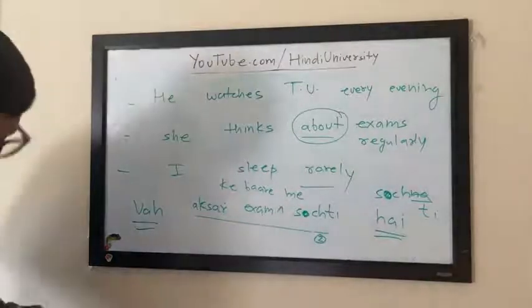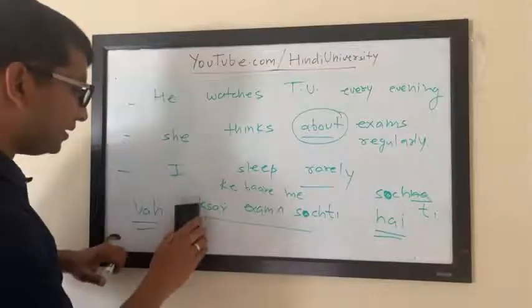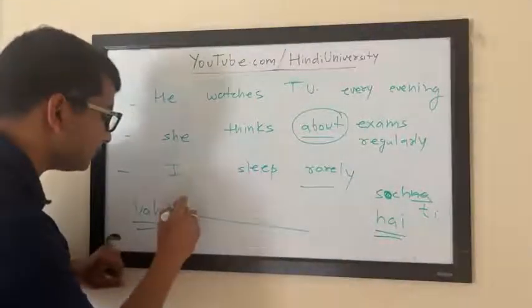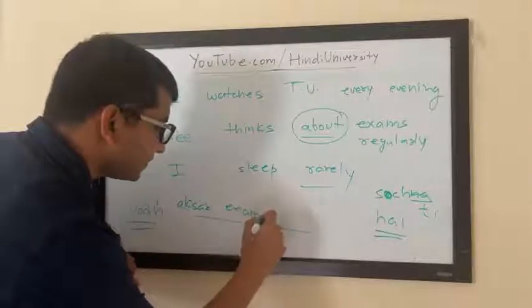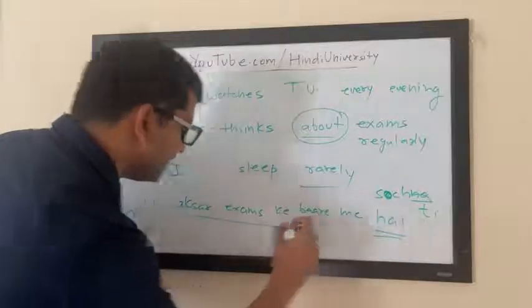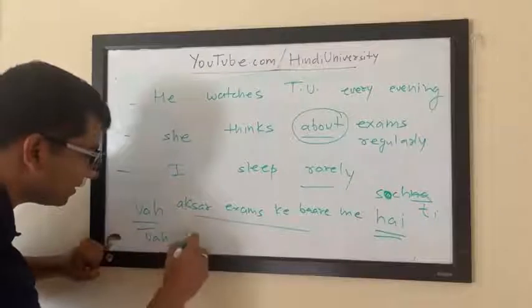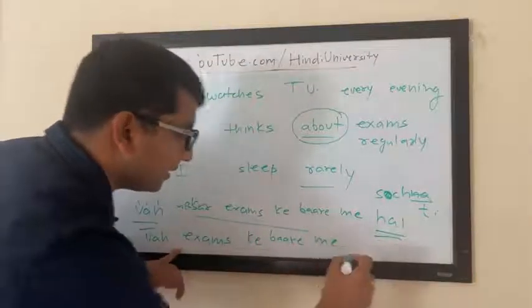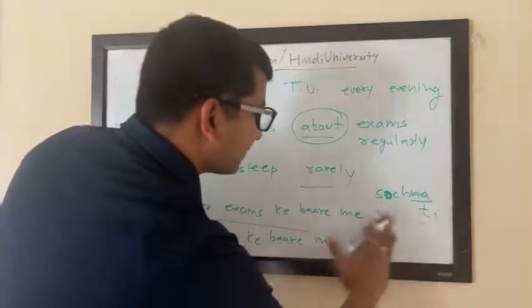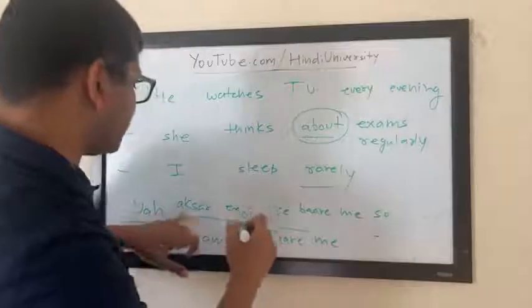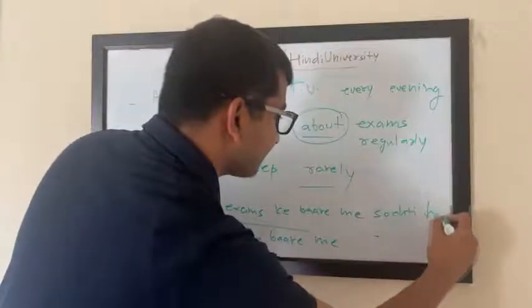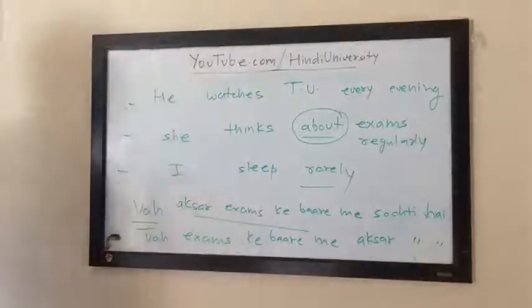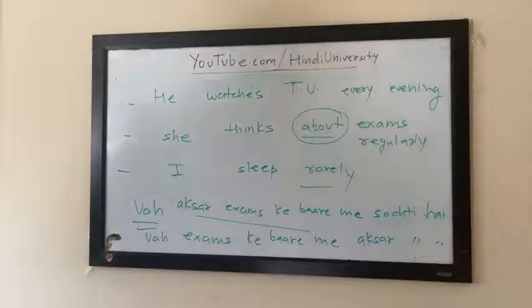So, the question is, let me first write it down here so that it's clear. Vah aksar exams ke bare mein sochti hai, versus vah exams ke bare mein aksar sochti hai. That's what you wanted, right? Okay, so I forgot a word here. Yes, you can say that. It's really the emphasis and the word here is like, you know.